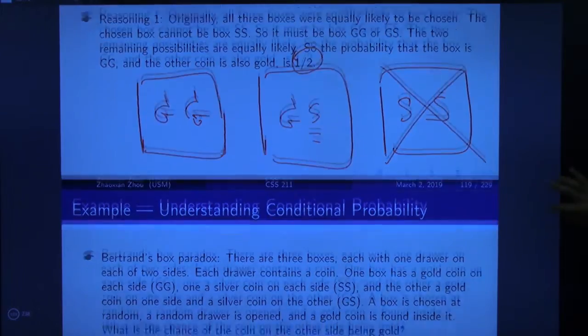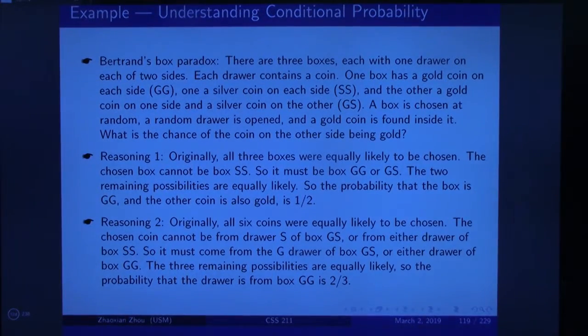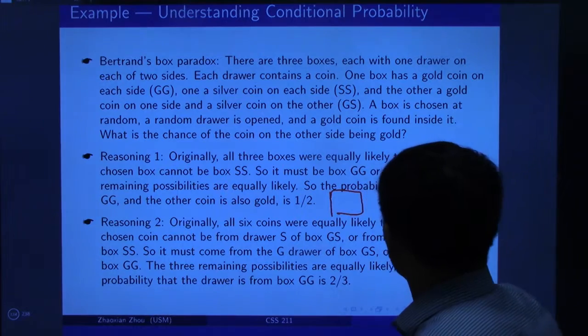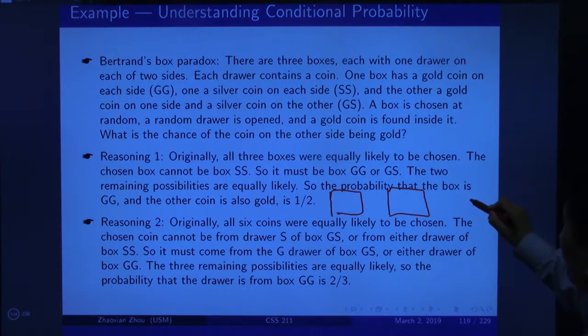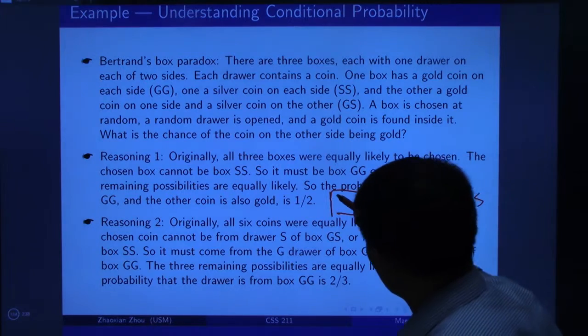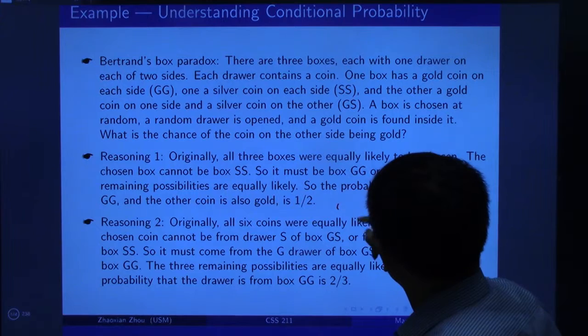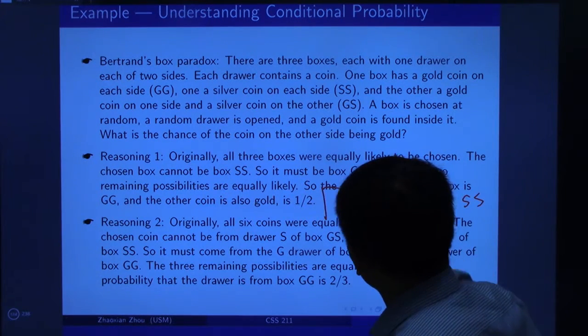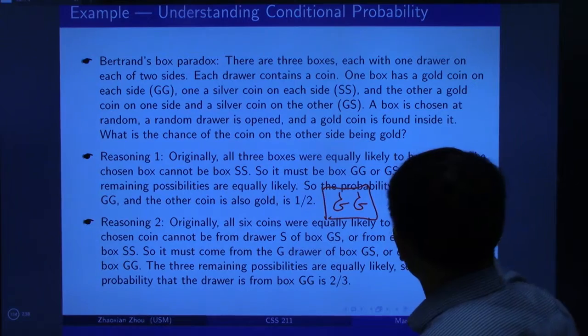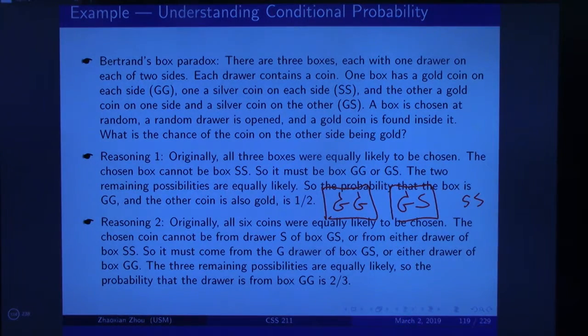Now, let's think another way. We still have the same boxes, and we know the silver box cannot be here, so we ignore it. So that is GG, and this one is GS. This one is gone, because it is impossible. Now we have 2 boxes, but we have 4 drawers.